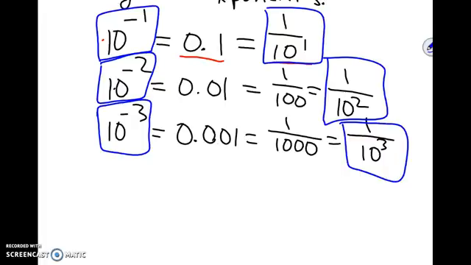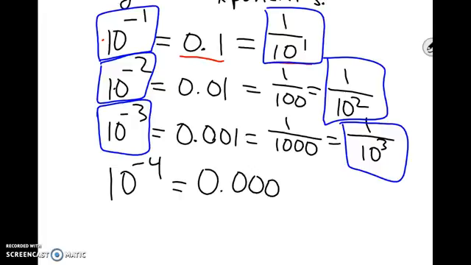So let's see if this pattern works for us with 10 to the negative 4. So go ahead and plug in 10 to the negative 4 with your calculator. And we see 0.0001. We hit our fraction button and we see that that's the same as 1 over 10,000. And we know with our powers of 10 that there are 1, 2, 3, 4 zeros, 1 over 10 to the 4th power. Wow. Well, now let's take a look and see if we see a pattern.